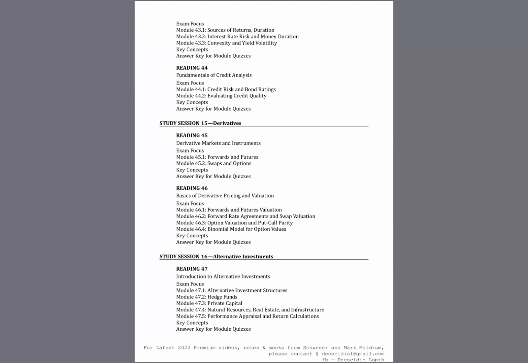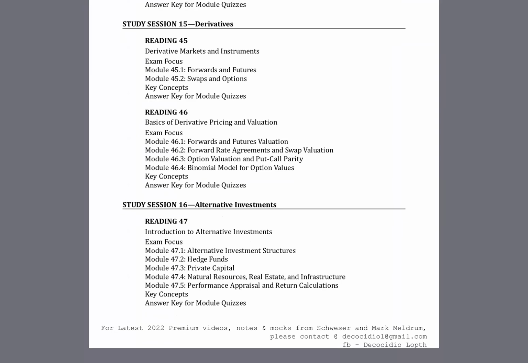So how do we price a forward? And then how do we price futures? What are forward rate agreements and what are swap valuations? Then option valuation, and then using put-call parity. Then here we're talking about whether we are able to use the binomial model in order to find the value of options. Then the final section is alternative investments.